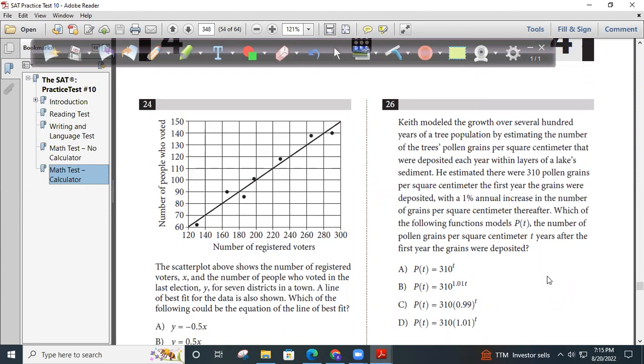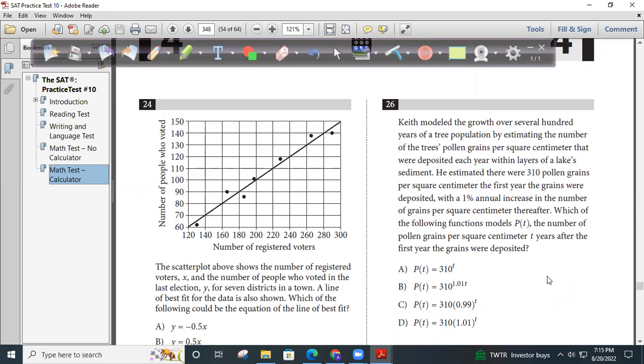I'll use only plugging in to solve it. Heath modeled the growth over several hundred years of a tree population by estimating the number of tree pollen grains per square centimeter that were deposited each year within layers of lake sediment. He estimated there were 300 pollen grains per square centimeter the first year the grains were deposited, with a 1% annual increase in the number of grains per square centimeter thereafter. Which of the following functions models P of t, the number of pollen grains per square centimeter t years after the first year the grains were deposited?